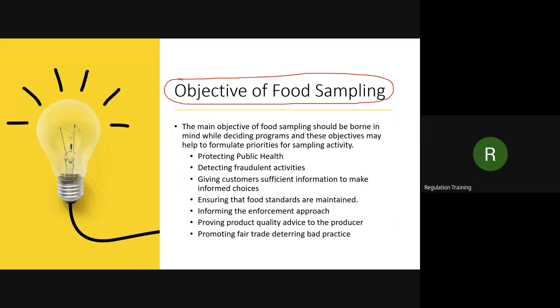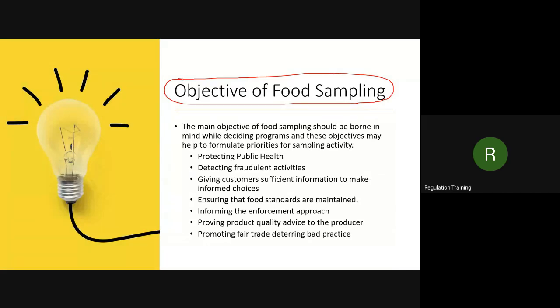Detecting fraudulent activities. When you take the samples, you can also find adulterated food in the market. So you can dig out and do the root cause analysis. You can track the actual fraudsters who are doing so, and you can bust those malpractices. That is also one of the objectives, so that you can catch the fraudulent people and put them behind bars.